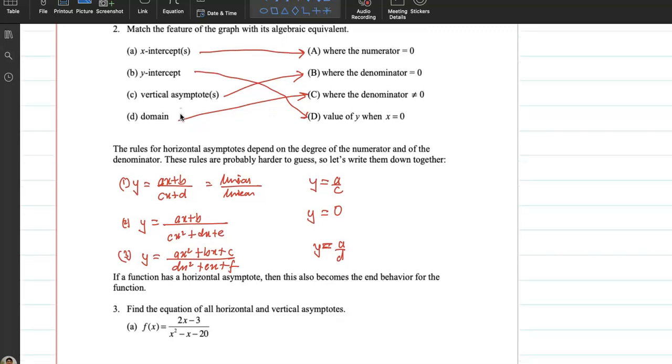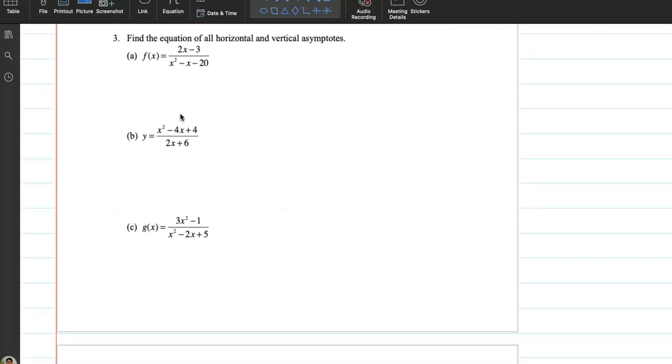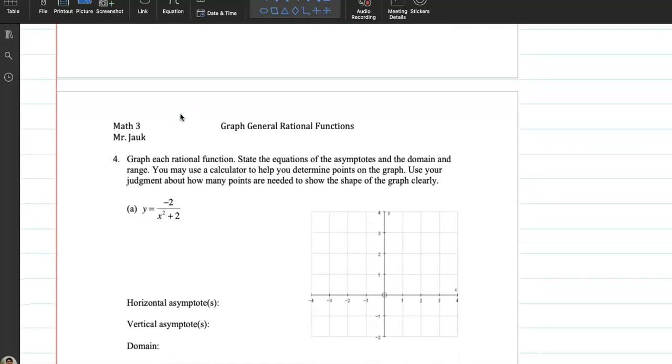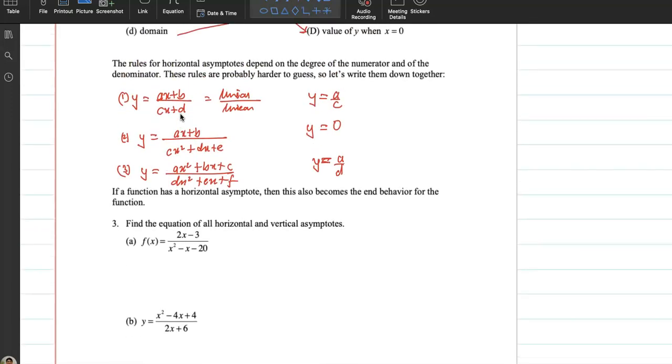If a function has a horizontal asymptote, it also becomes the end behavior for the function. We'll stop here and continue with this tomorrow. Thank you for the extra class, by the way. Yeah, pleasure.